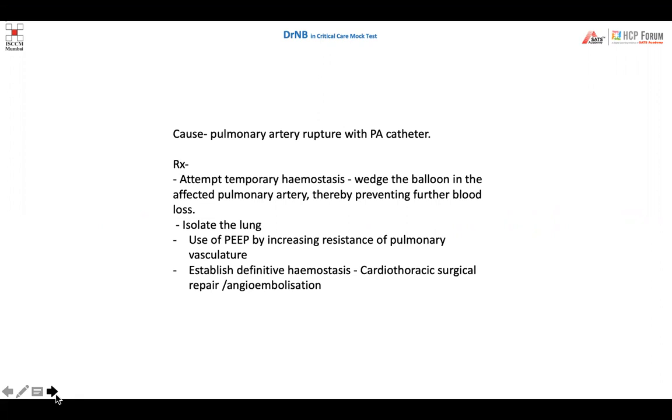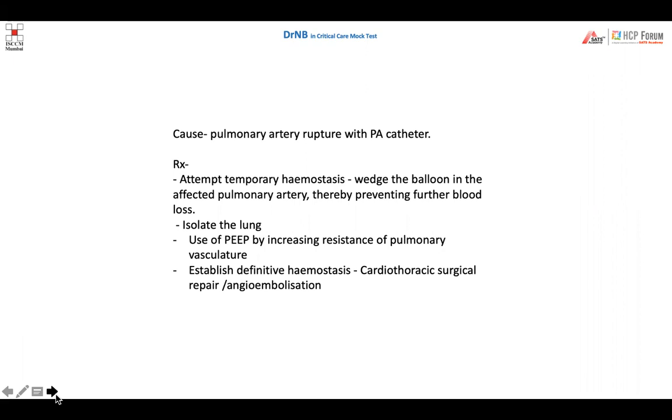thereby preventing further loss and isolating that lung so that the normal lung does not get soiled with the blood. So in patients with hemoptysis, it is not usually because of the blood loss that the patients die. The patients often die because of hypoxemia, because more and more alveoli get flooded with blood, and that becomes the cause of severe hypoxemia and the cause of death as well. So it is important that we isolate the bleeding lung till the source of the bleeding is controlled.